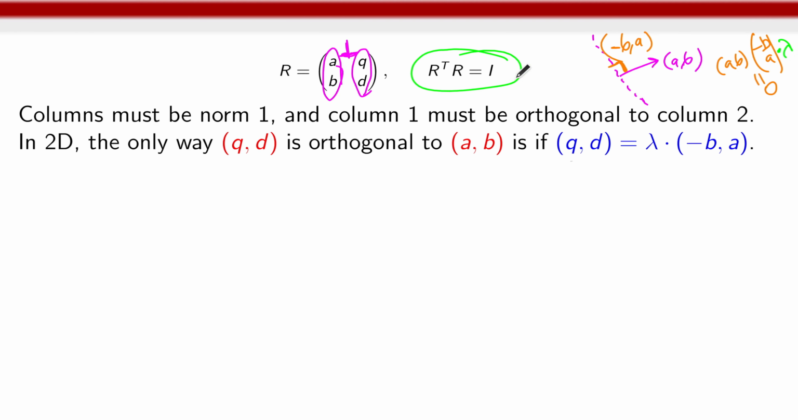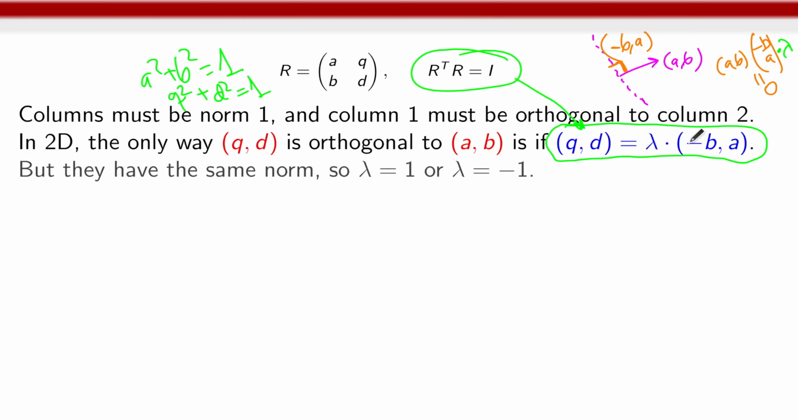So, from this condition, we are forced to admit that QD must be proportional to minus BA. Good. Which proportional constant? Well, remember that A squared plus B squared must be 1, and so Q squared plus D squared, the squares must also sum 1. So if they must have the same length, it means that the proportionality constant must be either 1 or minus 1. These are the 2 choices, let's say.